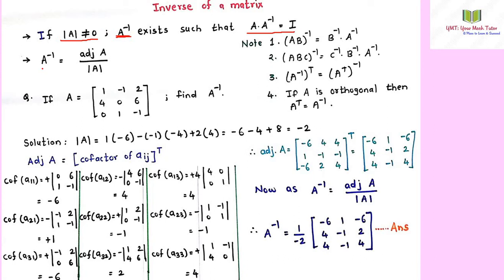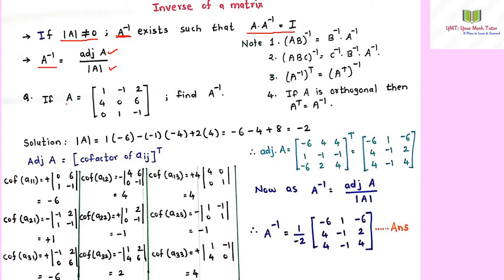Now the thing is how to get A inverse. A inverse is equal to the adjoint of A divided by the determinant of A. We will see how to find the adjoint. So this is the definition of the inverse of a matrix.